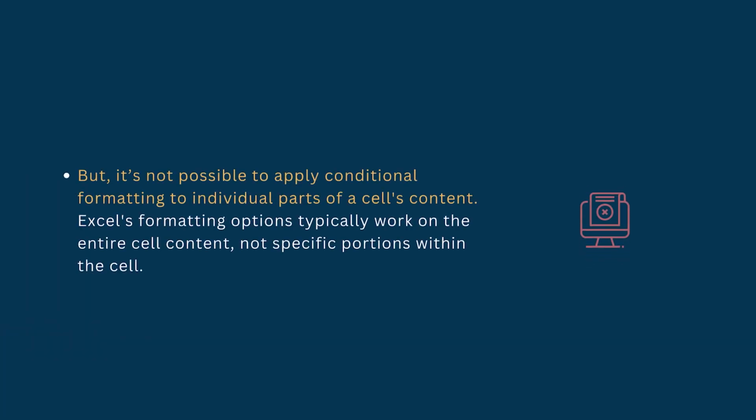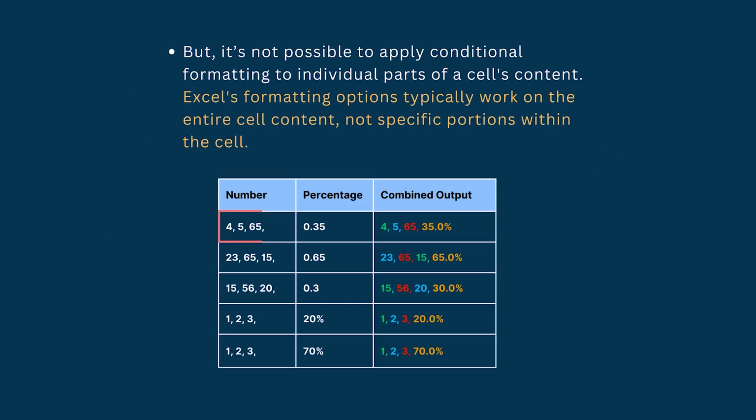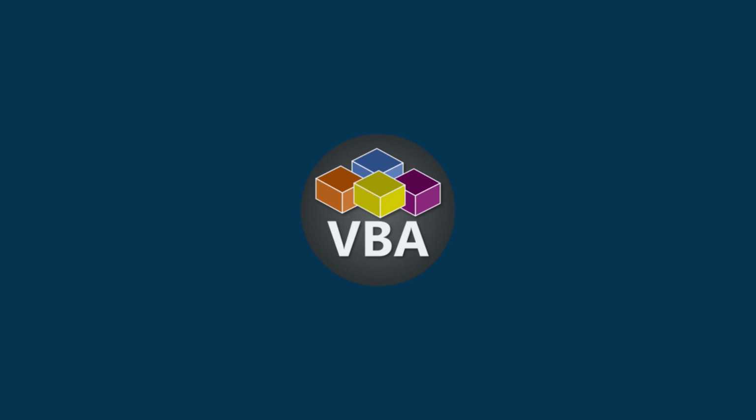But it's not possible to apply conditional formatting to individual parts of a cell's content. Excel's formatting options typically work on the entire cell content, not specific portions within the cell. However, you can achieve your goal using VBA macros.